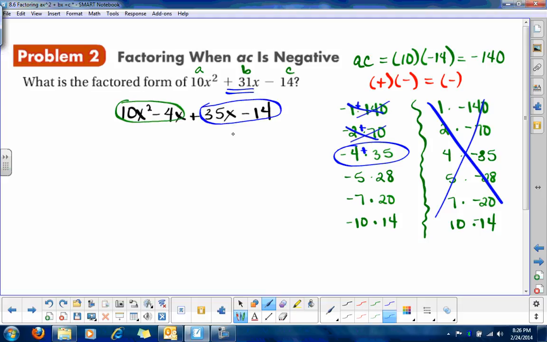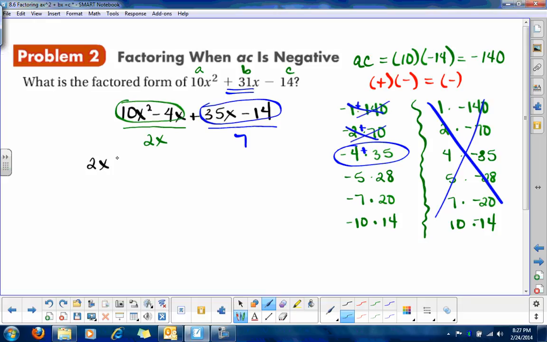And now we can factor out some greatest common factors. So what's the greatest common factor between 10x squared and 4x? 2x. Good. And then what's the greatest common factor for 35x and 14? 7. Good. So now we can factor those out, and when you factor it out, it goes on the outside of the parentheses, and then what's left goes on the inside of the parentheses.